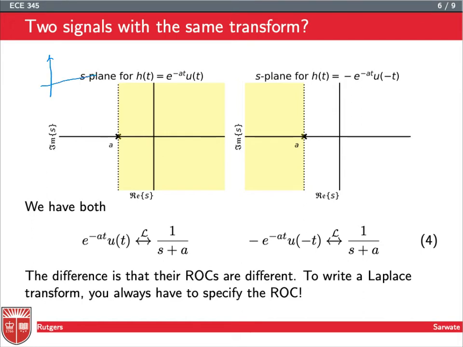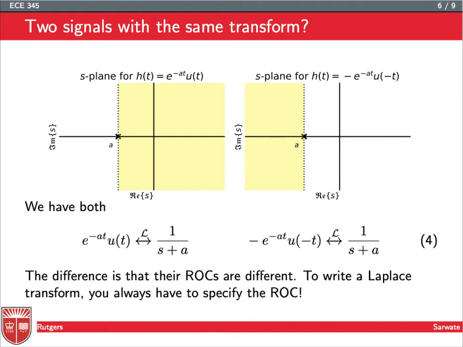Always draw a picture, right? So e to the minus at u of t kind of looks like this. But what about e to the minus at minus e to the minus at u of minus t? Well, let's look at t equals 0. At t equals 0, this is minus 1. And it's 0 for positive t. But e to the minus at for negative t is blowing up, so it's blowing up exponentially this way.